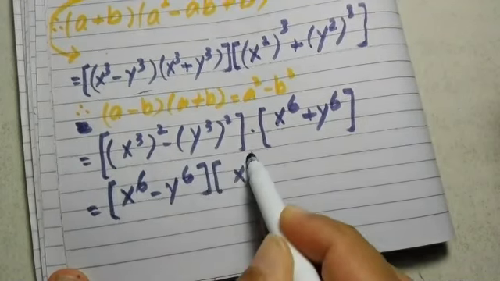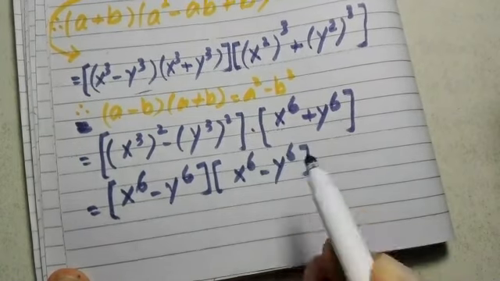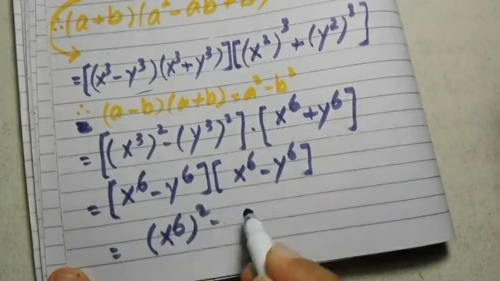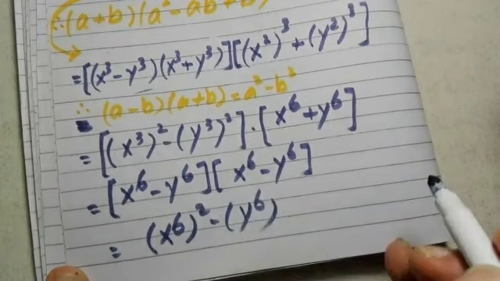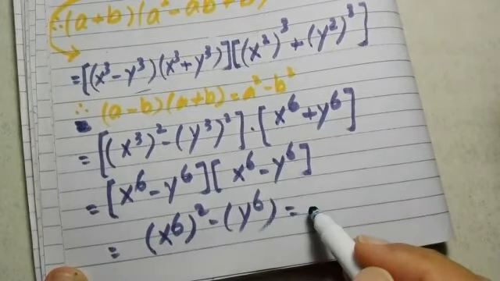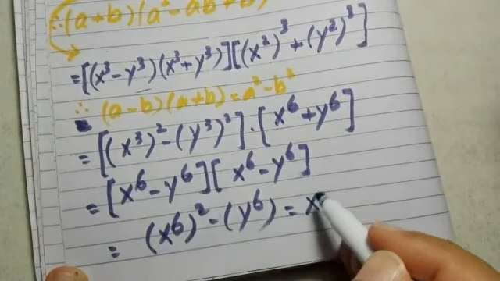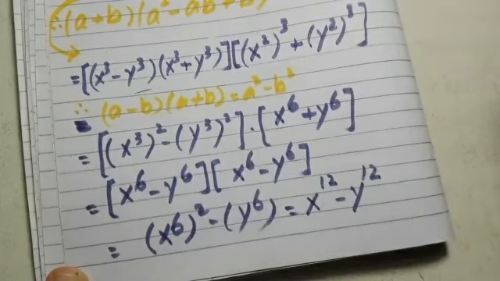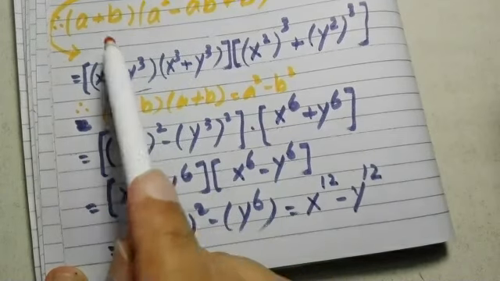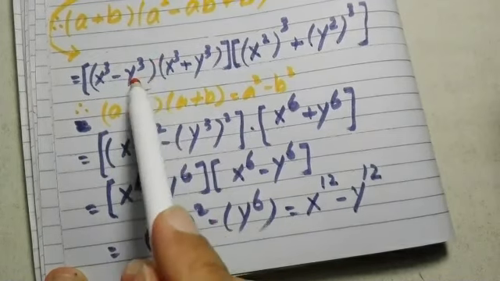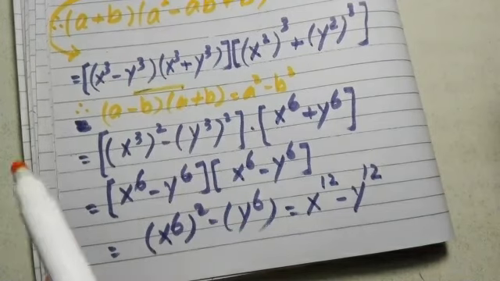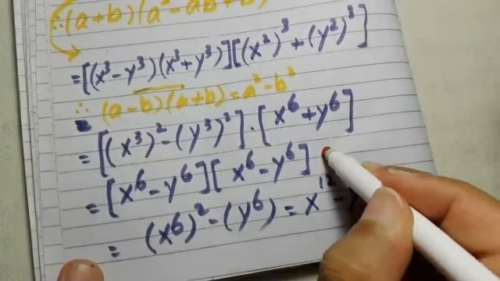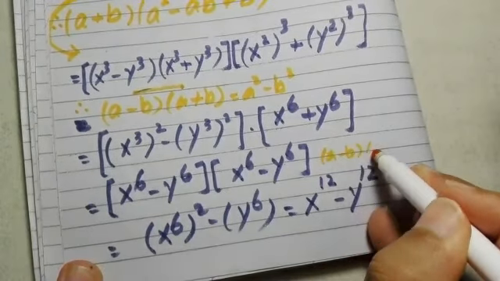And at last again we will use x⁶ whole square, y⁶ whole square. This is again the difference of squares formula. So again you will use x raised to power 12, y raised to power 12. So this is the answer. We have used the difference of squares formula one time right here, and again the same formula right here, one time negative, one time positive.